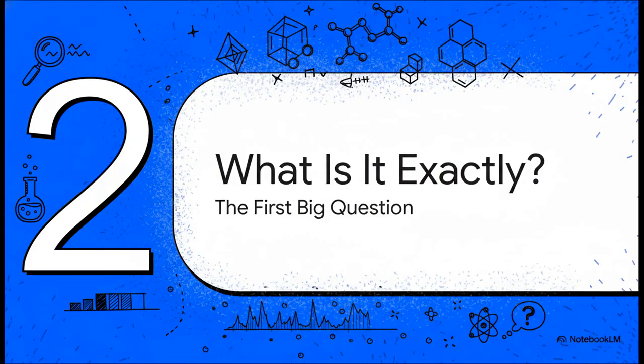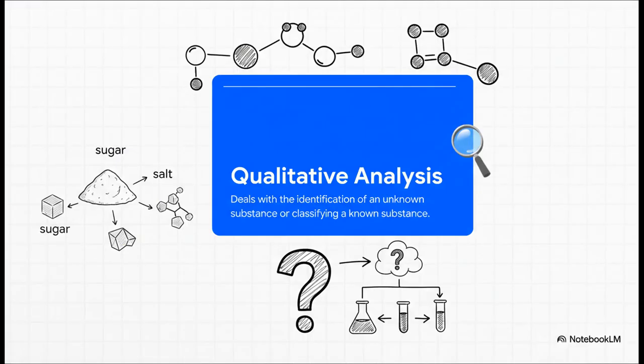But before you can even think about controlling the quality of something, you have to answer a really basic question. What is this stuff? And that brings us to the first pillar of chemical analysis. This is qualitative analysis. Its entire job, its whole purpose, is identification. So if you've got a sample of some mysterious white powder, qualitative analysis is what tells you if it's sugar or salt or something else entirely. It's the what in our investigation.